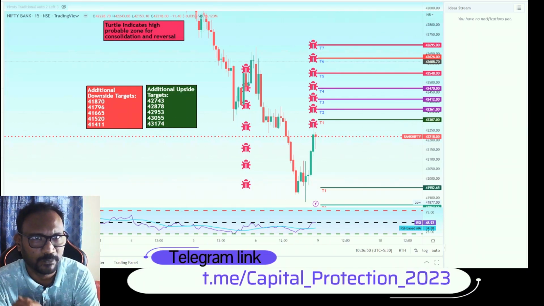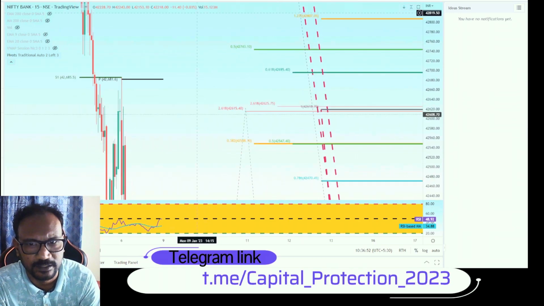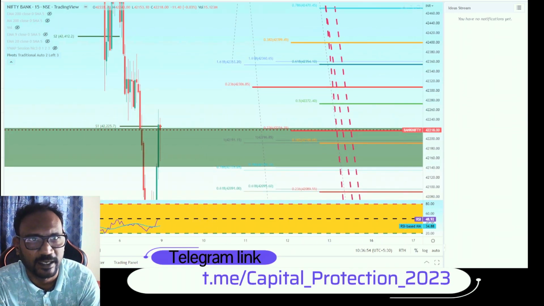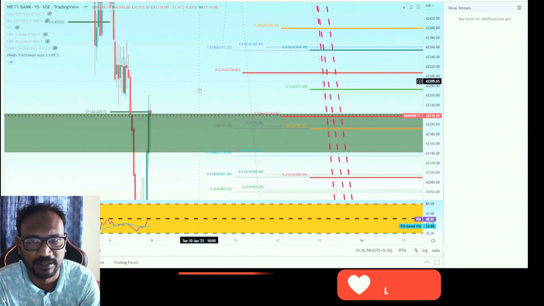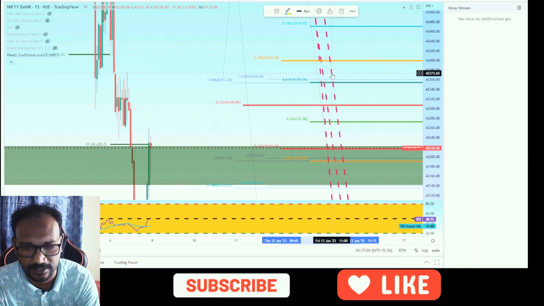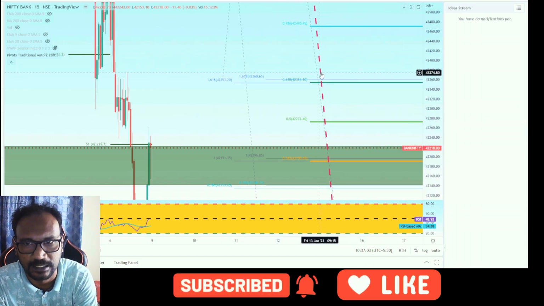Upside is done. Now what to do? We have to find the downside, right? So I will have to delete all that we have drawn. I'm going to select the lines and delete.